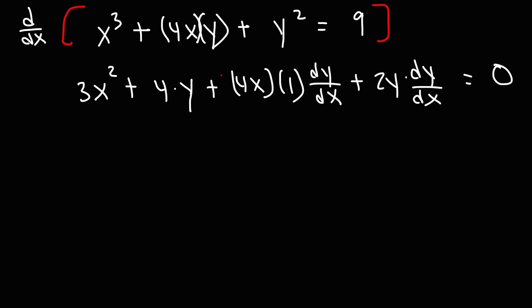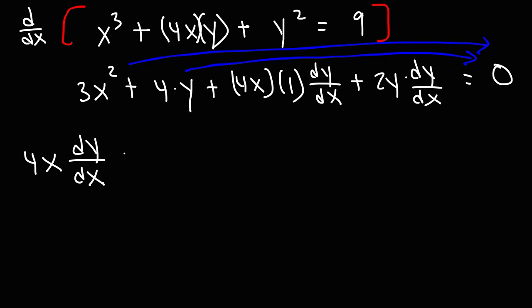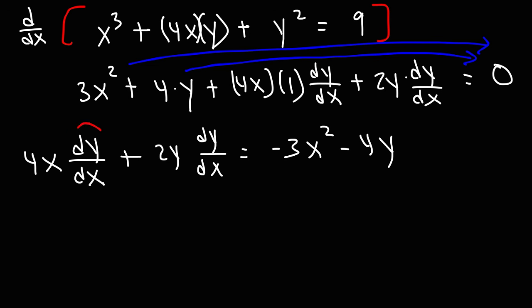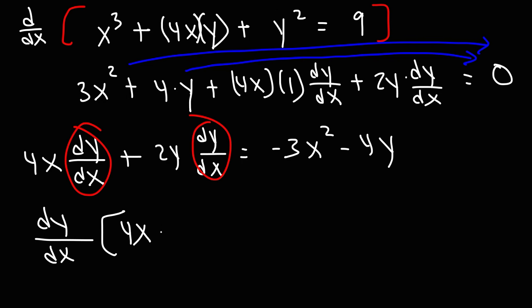So everything that does not have a dy over dx attached to it, I'm going to move to the other side. So I'm going to move these two terms across the equal sign. So we're going to have 4x dy over dx plus 2y dy over dx, and that's going to equal negative 3x squared minus 4y. Because we have a common factor, we can now factor out the dy over dx on the left side. And that's going to leave us with 4x plus 2y, which equals negative 3x squared minus 4y.